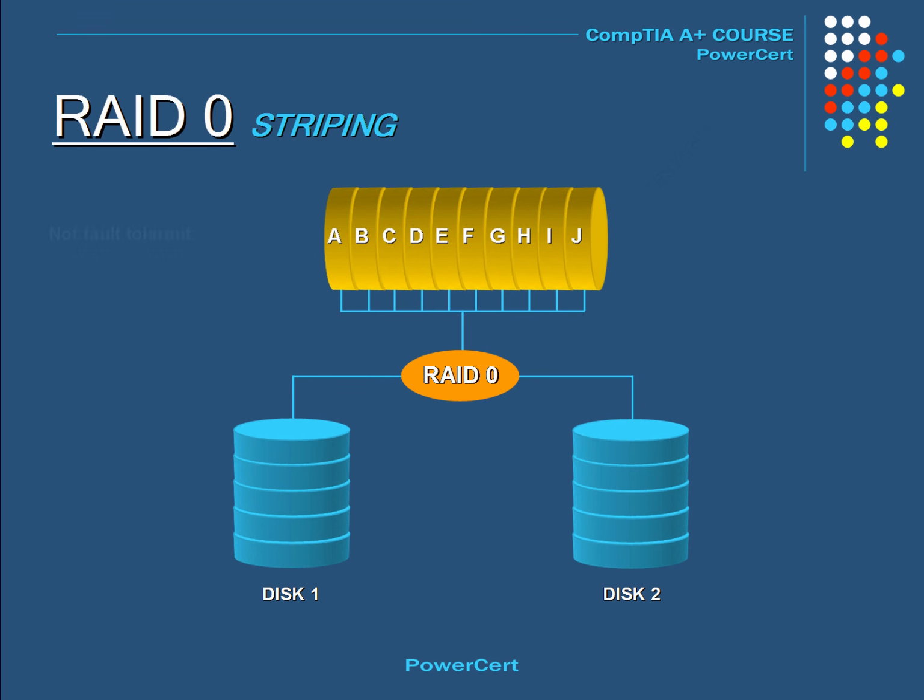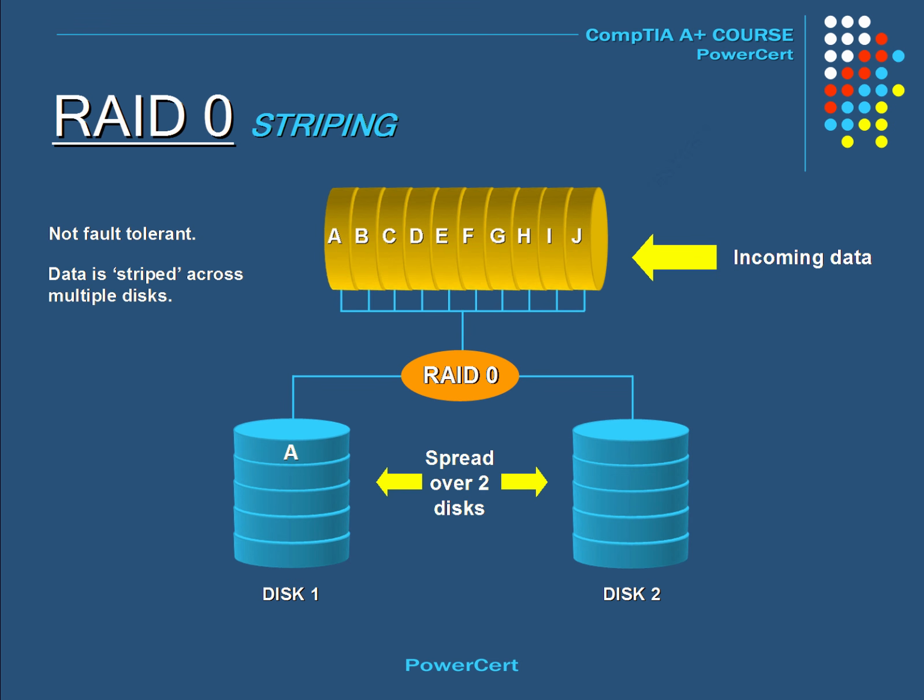Now RAID 0 is not fault tolerant. In fact, RAID 0 shouldn't even be called RAID, because not only does it not provide fault tolerance, it actually increases the chance for data loss. Because in a RAID 0, the data is not duplicated, but it's actually spread or striped across two separate disks. So if just one of these disks fail, then all the data would be lost. So the only reason why you would want to use RAID 0 is for speed, because when you have two disk controllers working instead of one, accessing data is much faster.